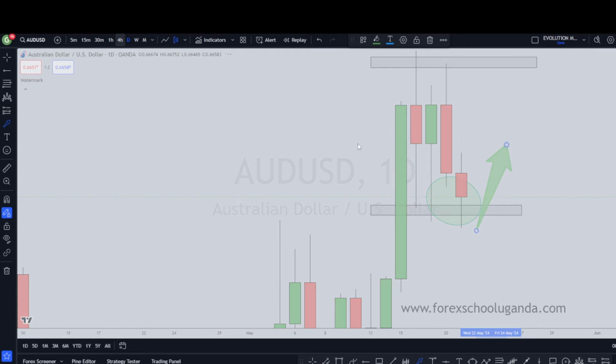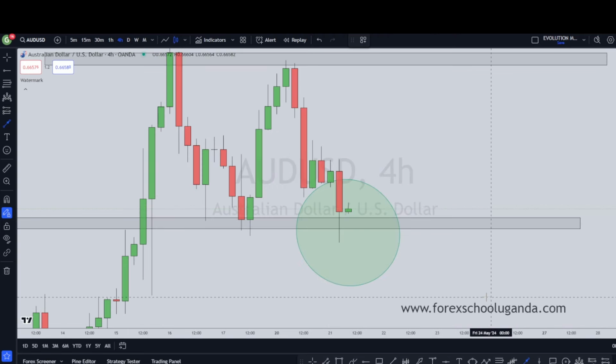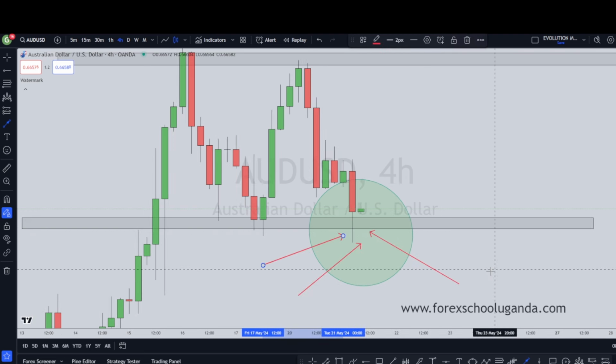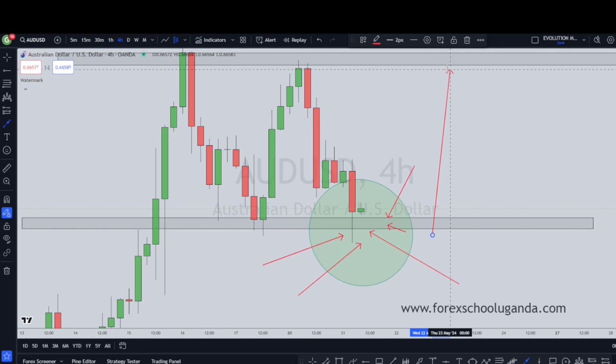And dropping down to the 4-hour, we are going to be looking for setups within this area here. And we are talking about bullish setups, so we can take buy positions to take advantage of price bouncing off this support area back up to the upside. That's the analysis for today. Expect buys in the market today with this Australian dollar USD pair.